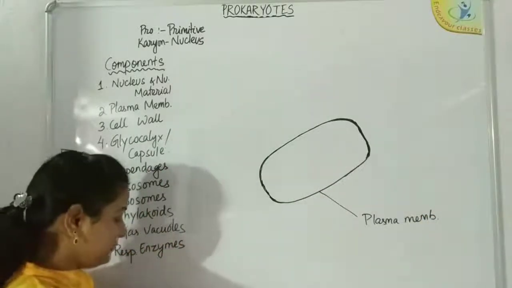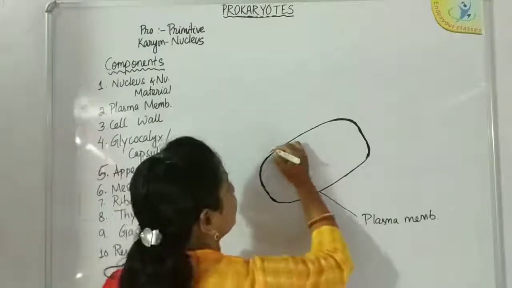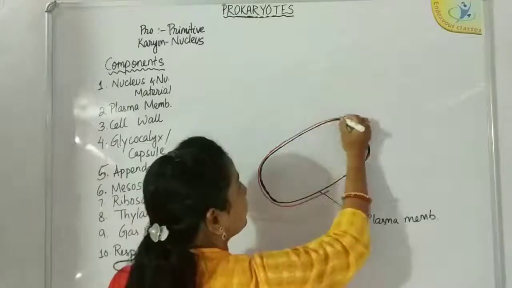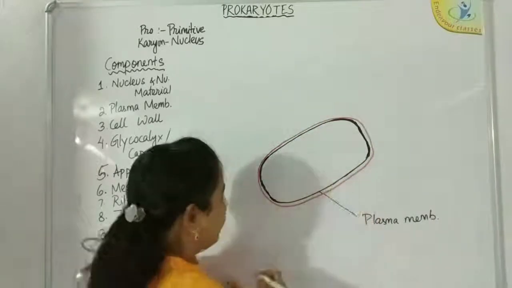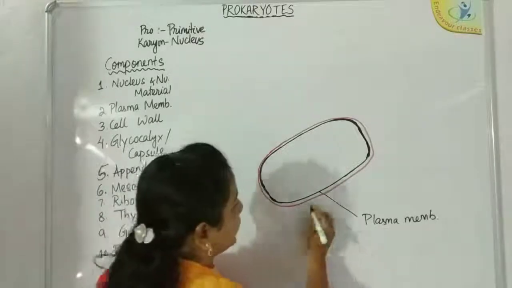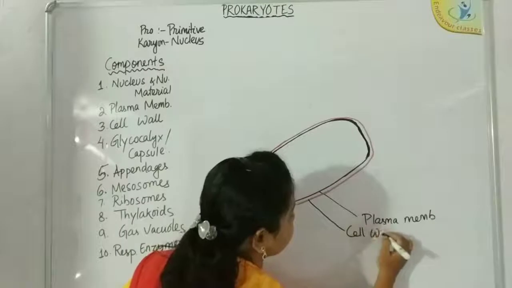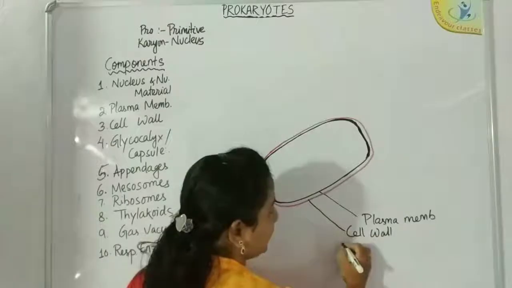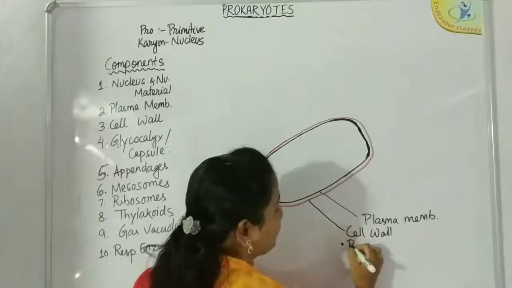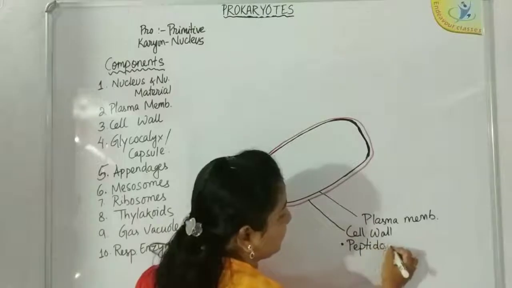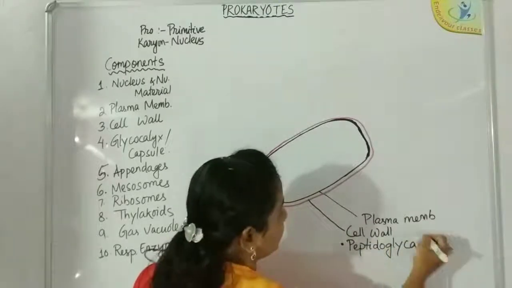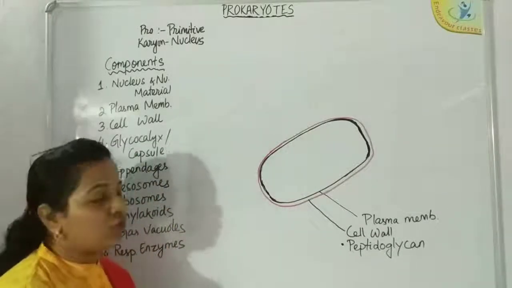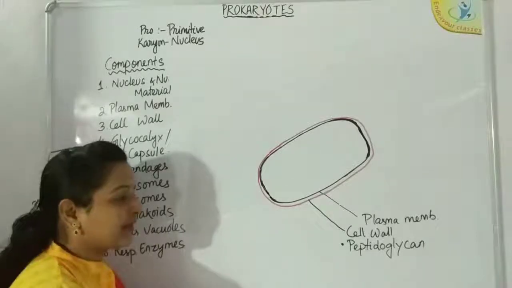Next to the plasma membrane there is the cell wall. This is the cell wall, outer to the plasma membrane, which is not necessarily present in all prokaryotic cells. It is made up of peptidoglycan. Mycoplasma do not possess a cell wall, but all the bacteria possess a cell wall.